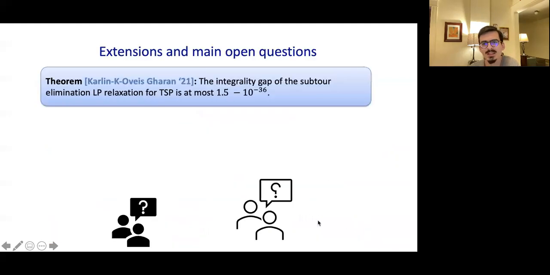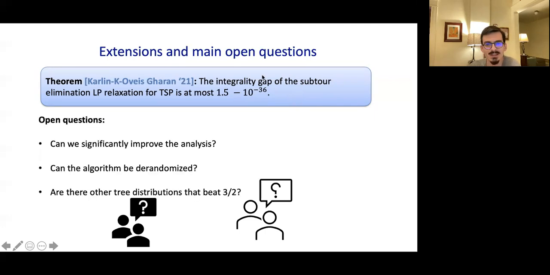And I also wanted to quickly mention that recently we extended our analysis to show that the integrality gap of this LP relaxation is at most 3/2 minus epsilon. This is on arXiv. This is something our first result did not do. And this also made the result more constructive, which may help with de-randomization, which is one open question.